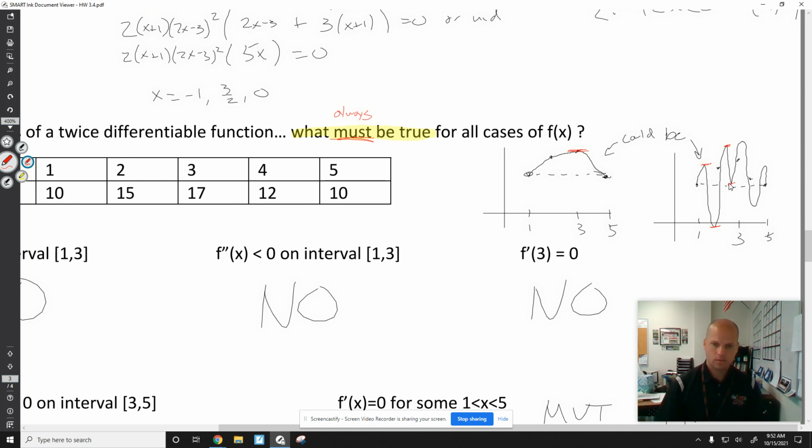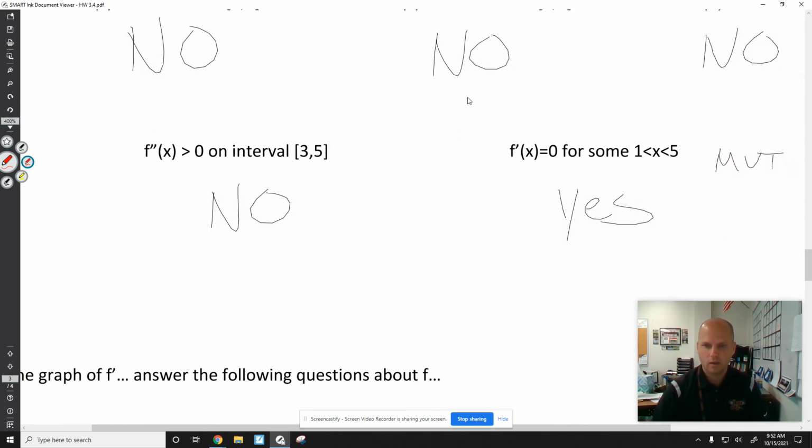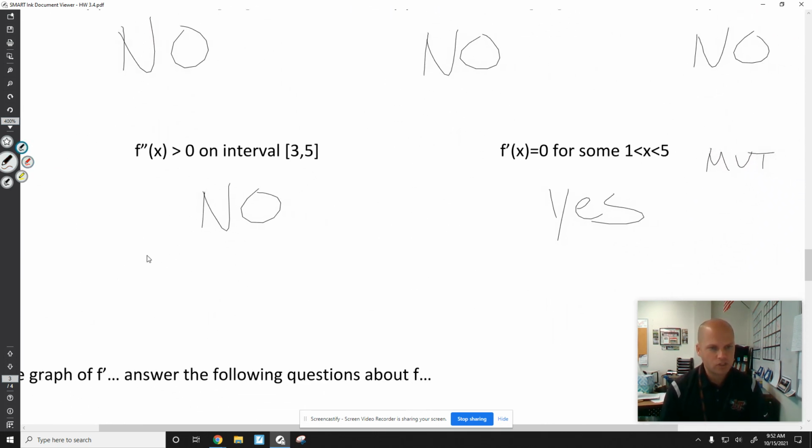Theorems are musts. Intermediate value theorem is a must. Is there an intermediate value theorem? No, but I'm going to throw one in there. Must there be a solution f of x equals 14 somewhere between 1 and 5?